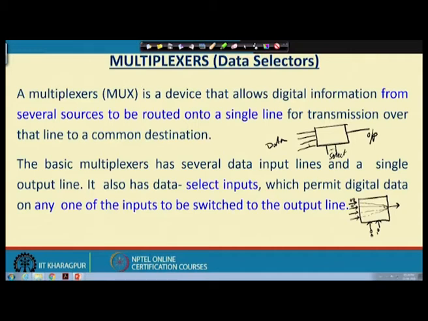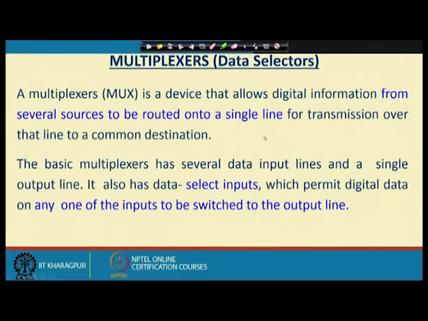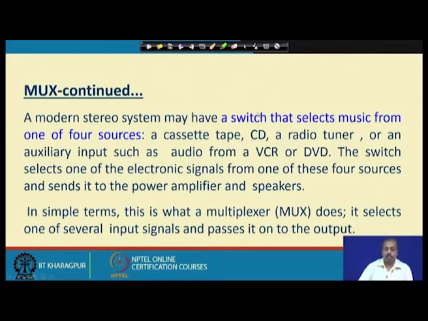You will see that multiplexers make it very simple to realize functions, and they will be used in designing many systems. A modern stereo system is a typical example. It may have a switch that selects music from one of 4 sources, maybe a cassette tape, CD, radio tuner, or an auxiliary input from VCR, DVD, or some other sources. The switch selects one of the electronic signals from one of these 4 sources and sends it to the power amplifier and speakers.